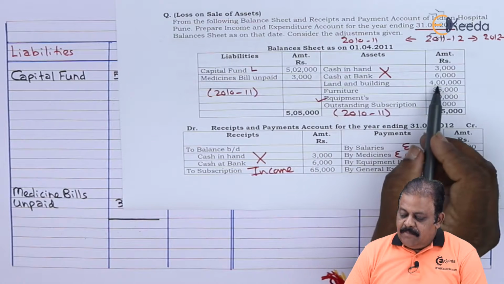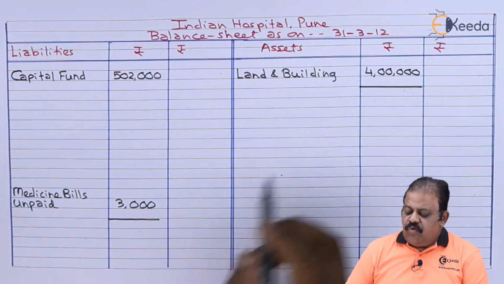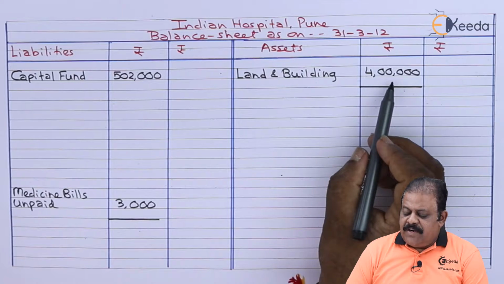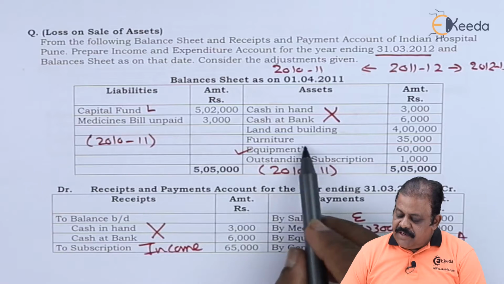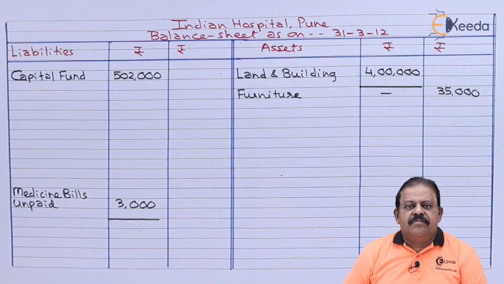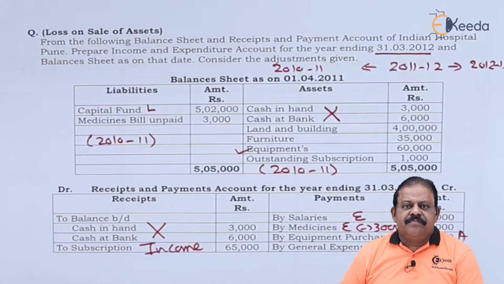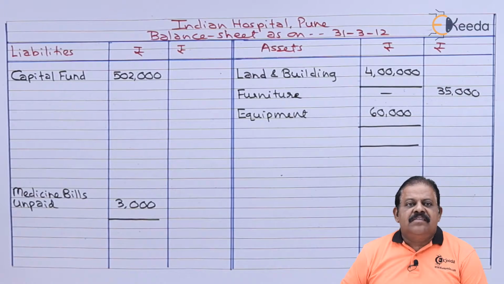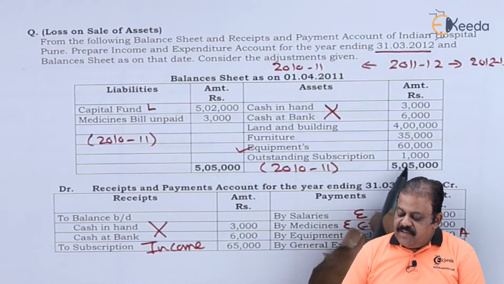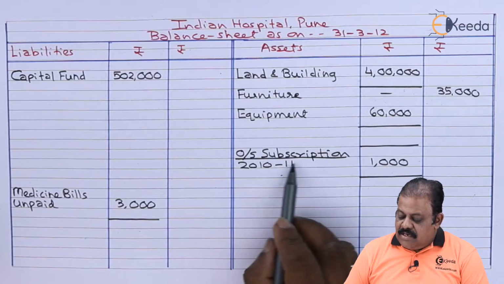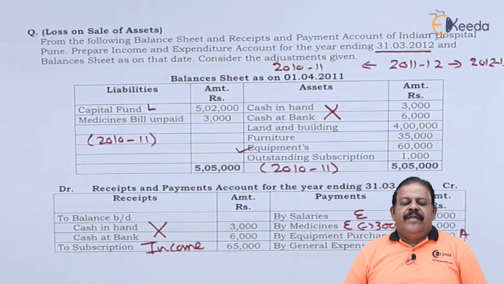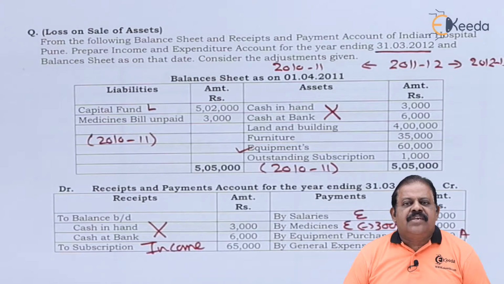Land and building 4 lakhs is recorded on asset side. There is adjustment of depreciation on this. Furniture 35,000. On asset side we have furniture 35,000. Equipment 60,000. On asset side we have recorded equipment 60,000. Outstanding subscription 1,000, that is of previous year. Asset side outstanding subscription for 2010-11 amount is 1,000. We have recorded items in opening balance sheet.